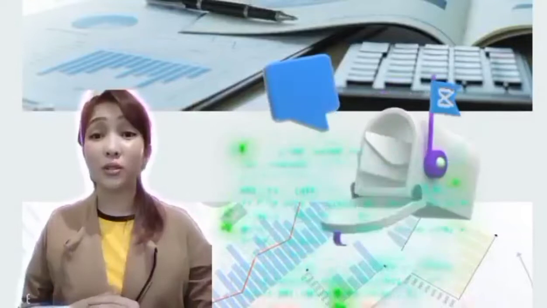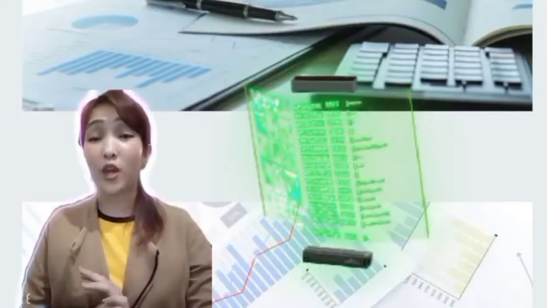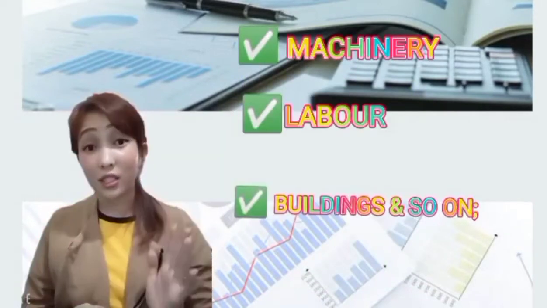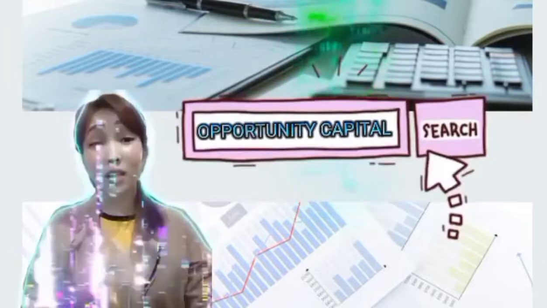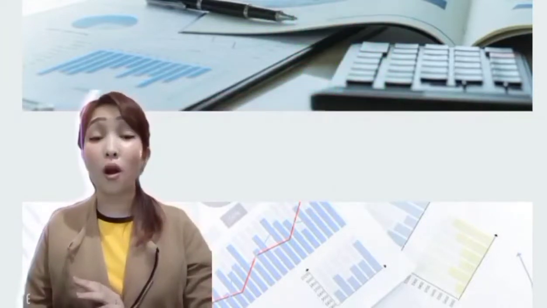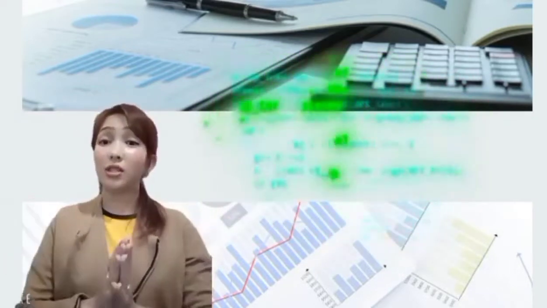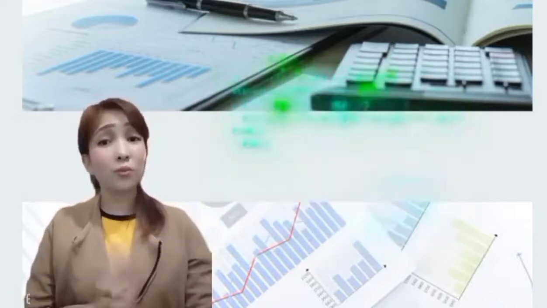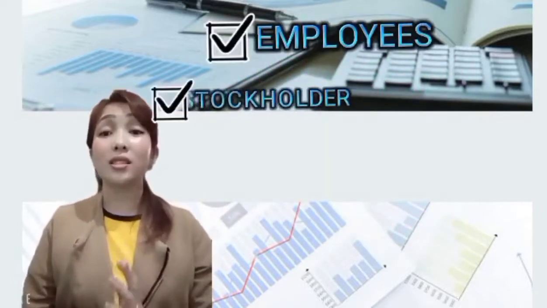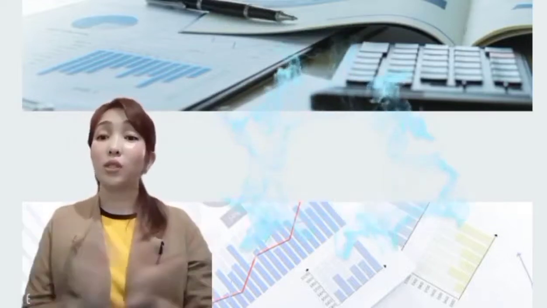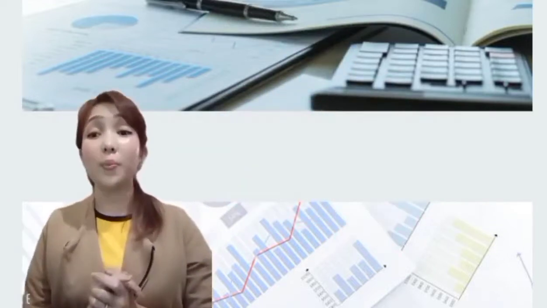Traditional shareholders contribute the specific capital that a company needs to pay for its machinery, labor, buildings, and so on. This is called opportunity capital. Stakeholders are people who have an interest in the company, including customers and anyone having a common interest in the company's performance. That would include the company's employees, stockholders, debtors, customers, and anyone else with some type of vested interest in the company's activities.